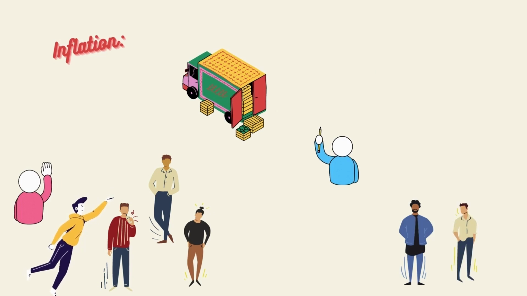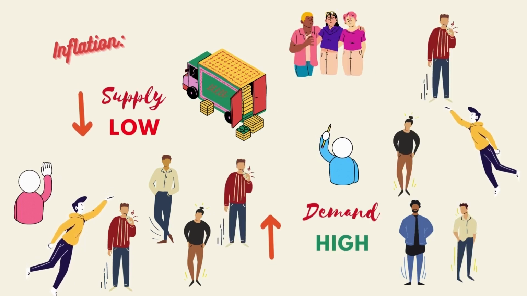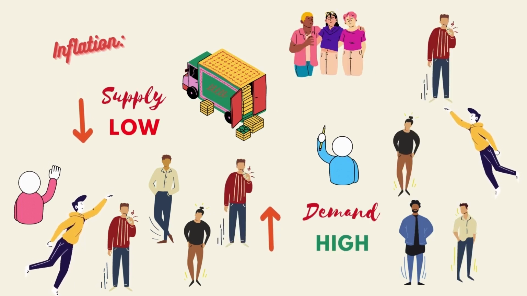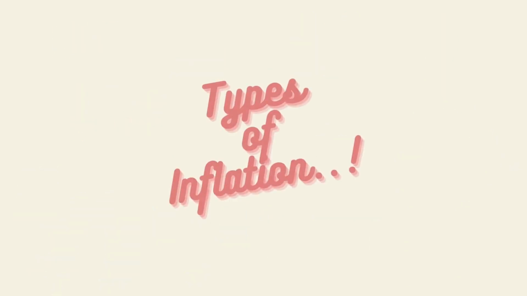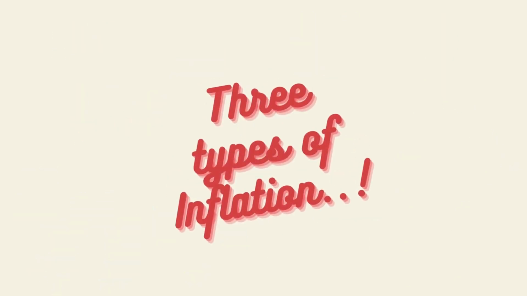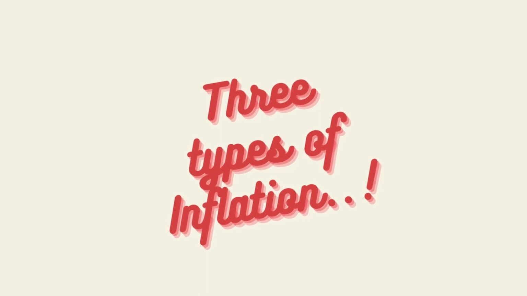What is inflation? Inflation happens due to a huge gap in the supply, low, and demand, high, of goods and services. Types of inflation. We'll discuss three main types of inflation.